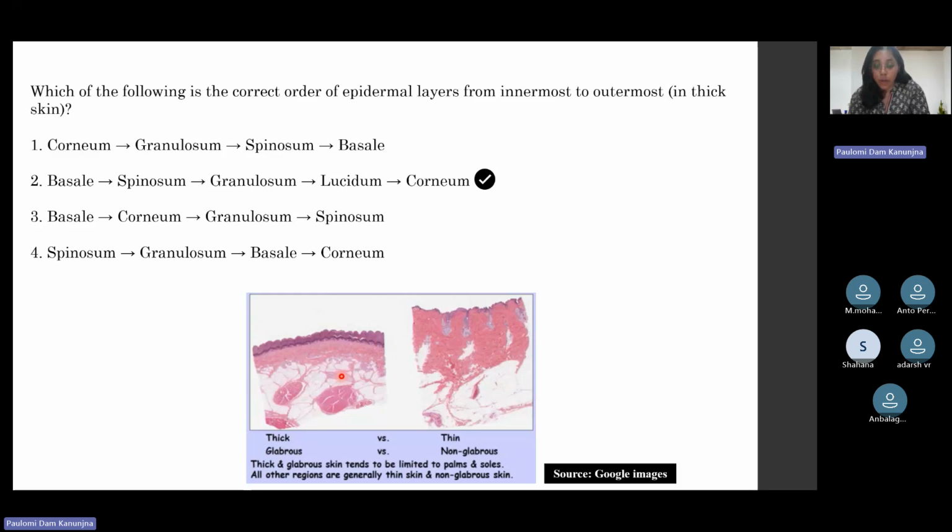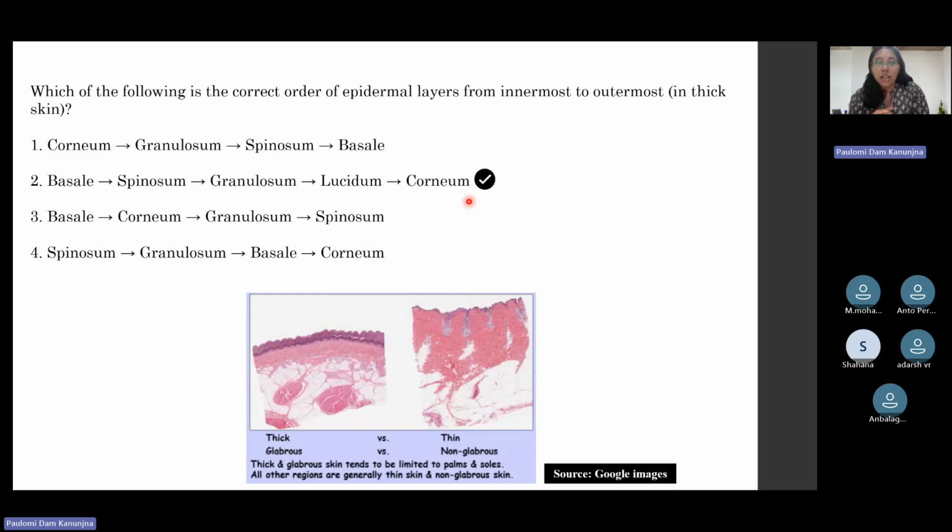So what is the difference between thick and thin? It's in terms of thickness, of course, but why is it thick? Because it needs protection, and that's the difference between these two. And in this skin only, you will see these layers of organization.